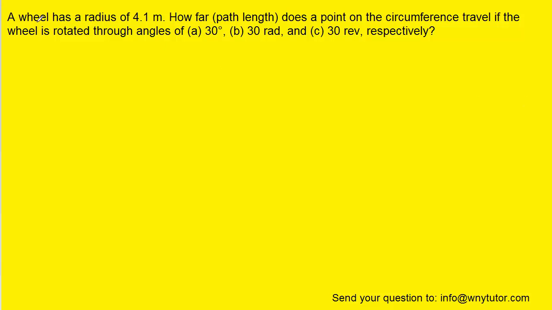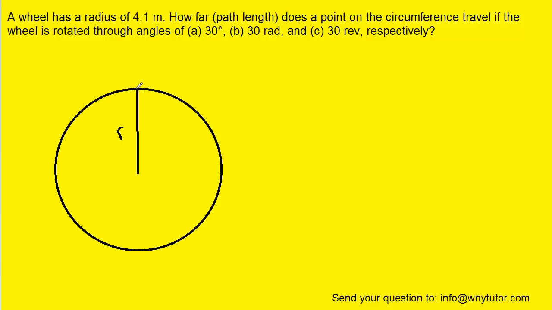Our first step would be to draw a wheel whose radius is 4.1 meters. We can next note a point on the circumference of the wheel, and the question is asking us to figure out how far this point travels as the wheel rotates a certain number of degrees, radians, or revolutions. So perhaps we could stop maybe roughly right here, and that might correspond to one of these given angles.